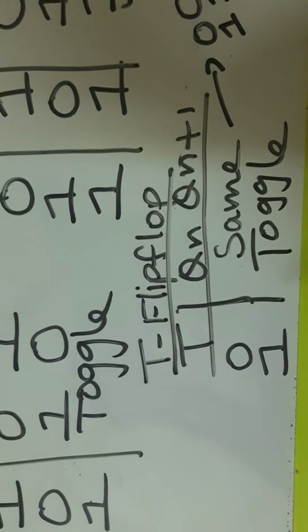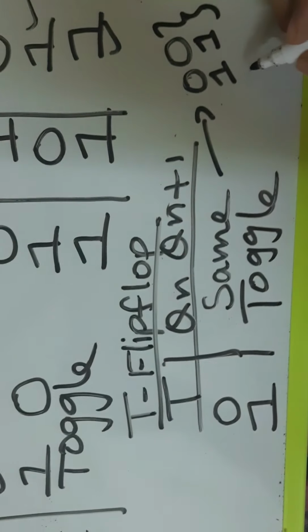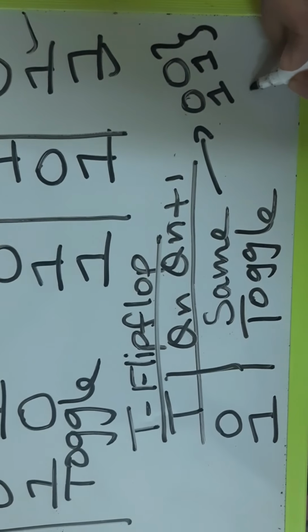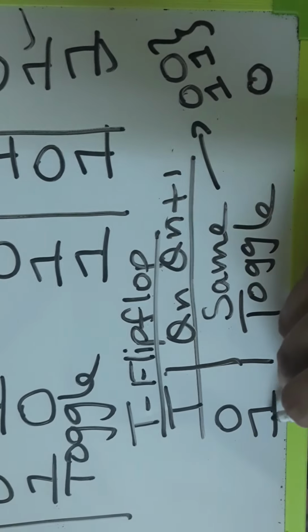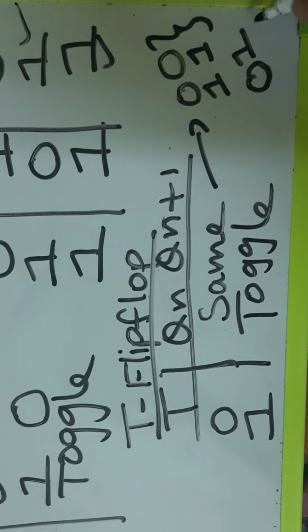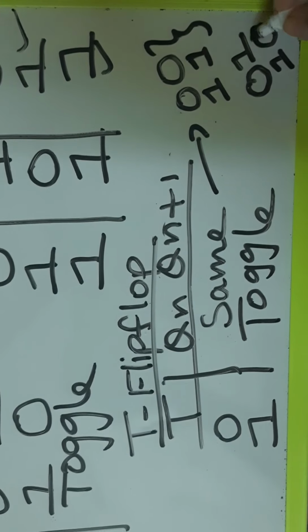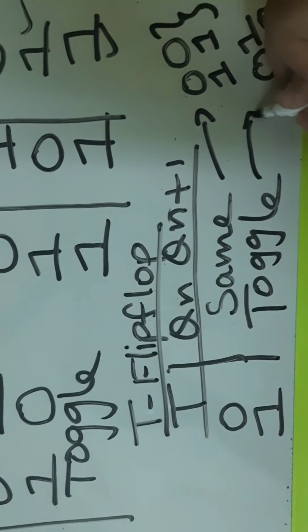Now if the value of T is 1, it will toggle. For example, initially my Q of n is 0 and T is 1. So Q of n plus 1 will become 1. And if it is 1, it will become 0. So you see how the values are toggling.